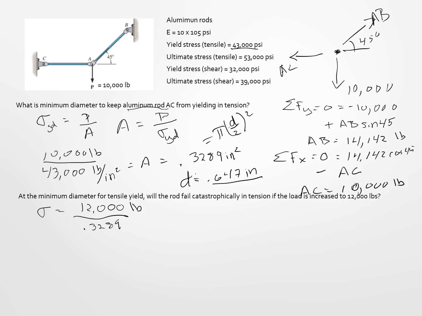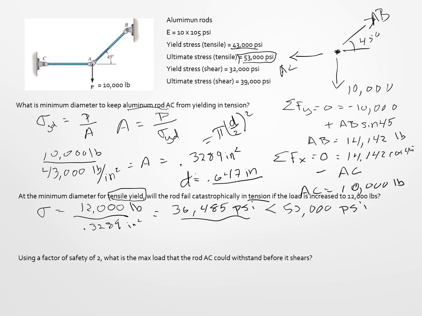So this is my pounds, this is my inch squared. And so the load divided by the cross-sectional area gives me 36,485 pounds per square inch. So I want to compare that to the strength, the ultimate strength in tension. So the ultimate stress in tension is 53,000. Well, this is less than 53,000 psi, so it will not fail in tension. It will yield, but it's not going to fail catastrophically. So if we go above the 10,000, we know it's going to yield, but it won't fail.